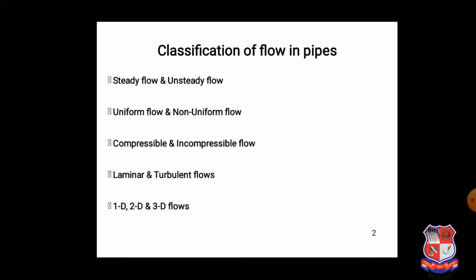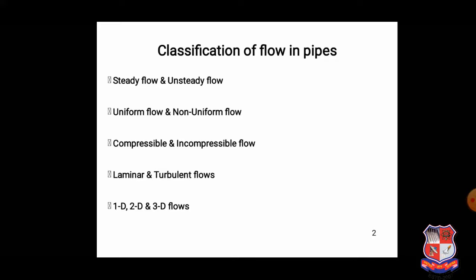Fine. Next is the uniform and the non-uniform. Uniform flow is that type of flow in which the cross-sectional parameters are constant with respect to time, or you can say in other words the cross-section parameters are constant throughout the whole sections, whereas in the non-uniform flow, the cross-sectional parameters vary with respect to time, or in other words, the cross-sectional parameters may vary throughout the whole sections.